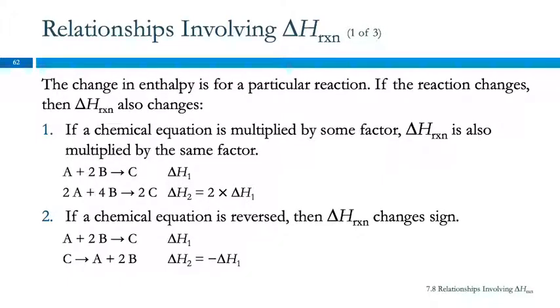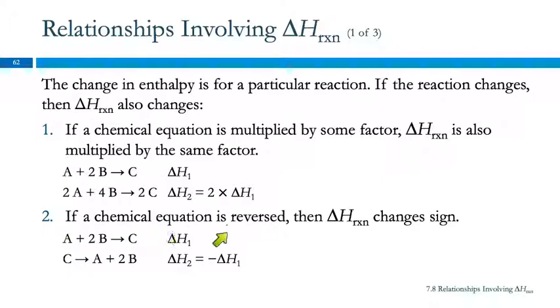So the change in enthalpy depends on the amount of stuff. So if the reaction changes, delta H also changes. If you take your chemical equation, here we've got A plus 2B making C, you can say delta H is something. Here, I'm doubling it. If I double the amount of reactant, I'm going to get double the energy change, right? So if I double the coefficients, I have to double delta H.